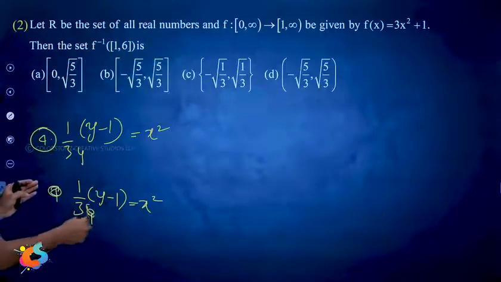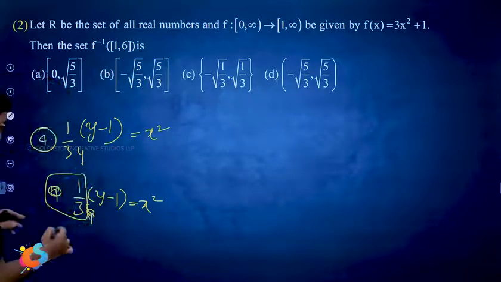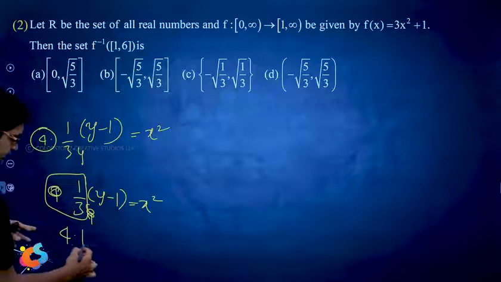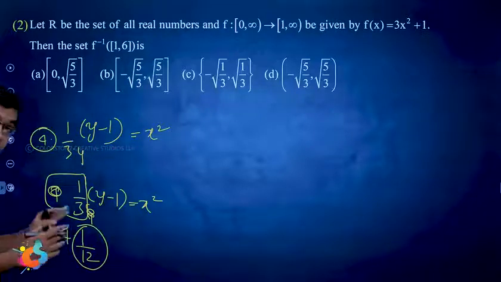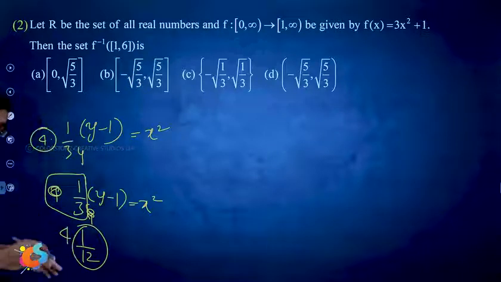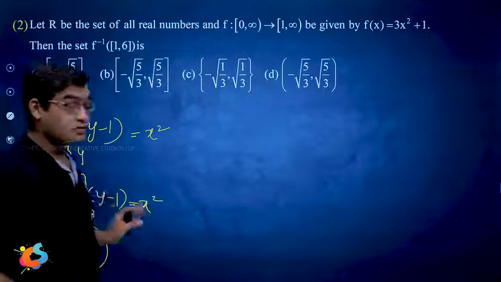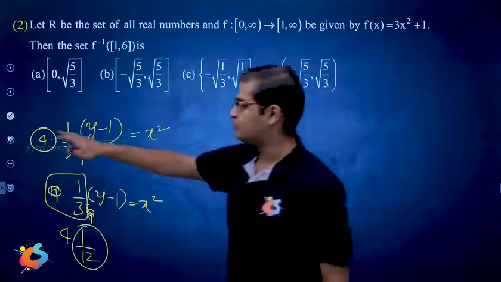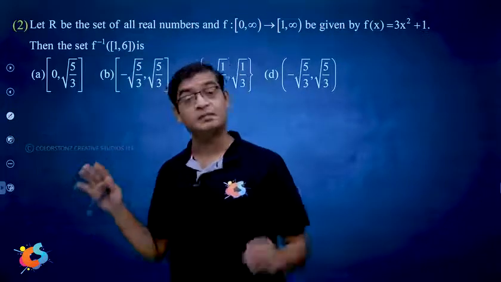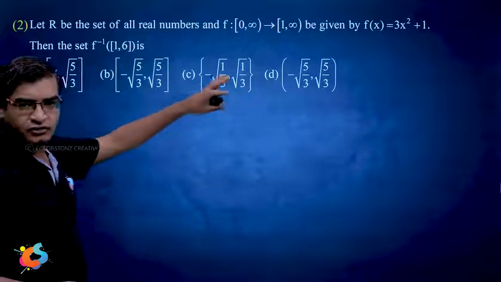Because of this adjustment, the sign of a will not change. The a value will change because it is not 1 by 3, it will be 1 by 12. After leaving 4, whatever is a, that will be the a value. But we are interested in the sign of a. So the sign will not change because of 4. Therefore, if a is greater than 0, upward parabola. If a is less than 0, downward parabola. Simple. Okay, fine.